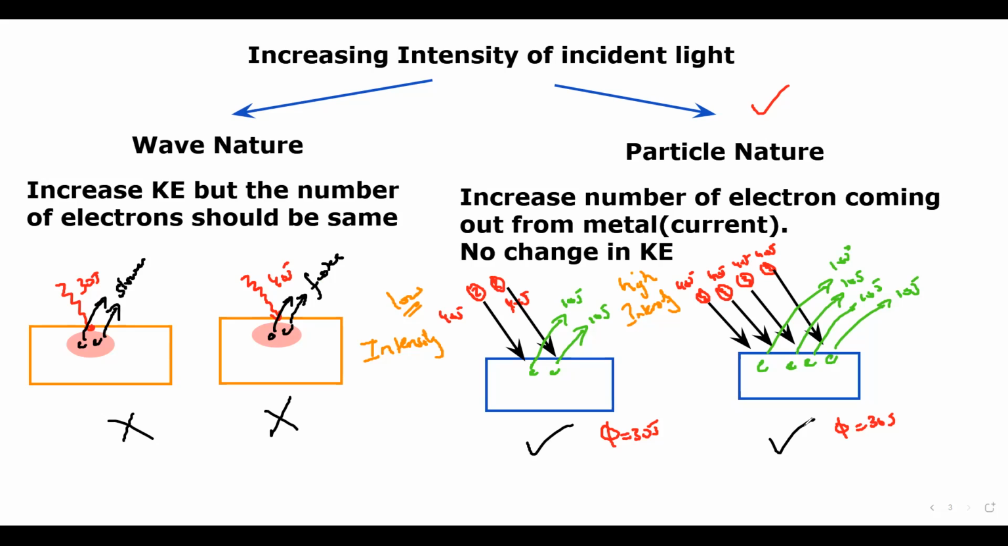And as the number of electrons increases, what will happen? The photocurrent will also increase. But the speed at which these electrons are moving won't change. So wave nature is not able to explain this. Particle nature is able to explain the photoelectric effect. Is it clear how increasing the intensity changes this?